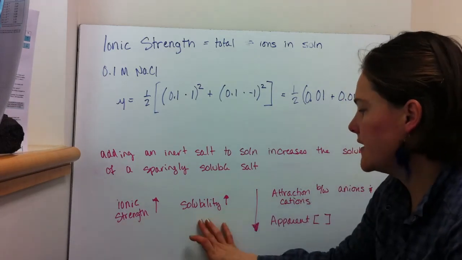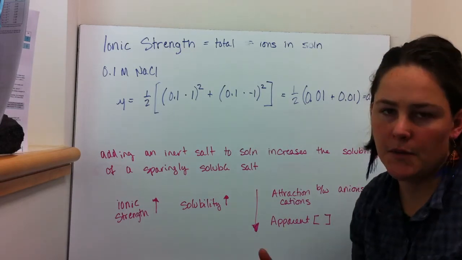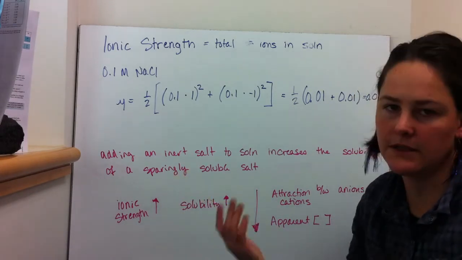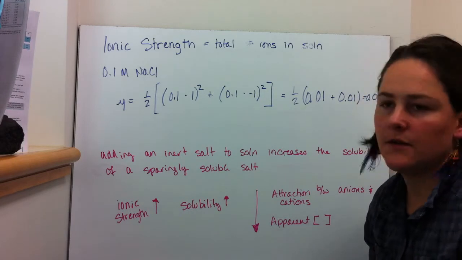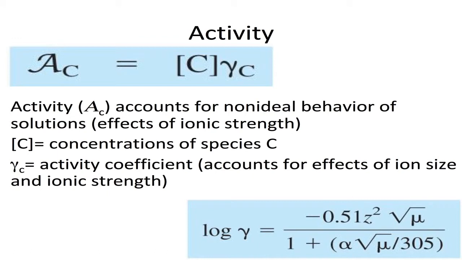So you increase the ionic strength, you increase the solubility, and that's because there's a decrease in the attraction or repulsion between the anions and cations of the sparingly soluble salt, so more of it's likely to dissolve. And it also decreases the apparent concentration of the salt. Activity is really the proper way to think about an ion in solution. And it has both the component of the concentration and also the activity coefficient, which accounts for, among other things, ion size and ionic strength of the solution. It essentially deals with non-ideal behavior of ions in solution.